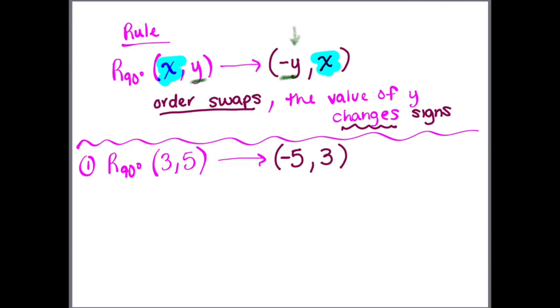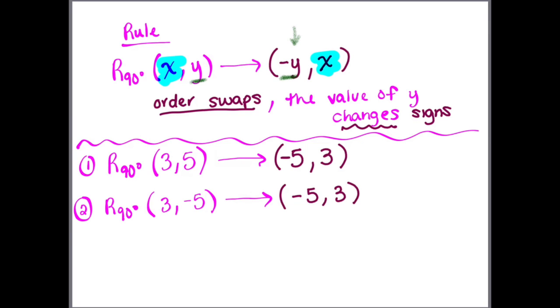Let's try another one. Let's say my point was a rotation of 90 degrees, and we have (3, negative 5). What first happens is that the order changes. So they swap, but that y must change signs. So no longer a negative, but now a positive.